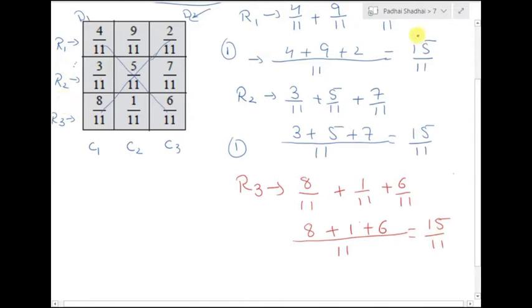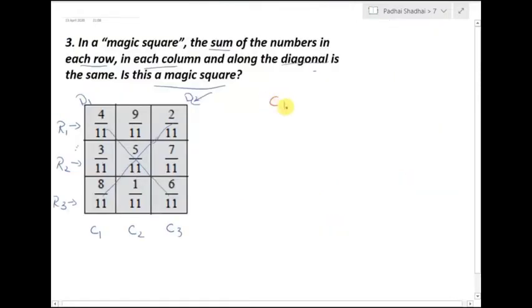Now same way we will check for the columns also, beta. See, all the answers for the rows are same: 15 by 11, 15 by 11, 15 by 11. Let us check for the columns also. So C1, 4 by 11 plus 3 by 11 plus 8 by 11. Again base is same, so we will directly write down the 11 in the denominator and we will add the numerator. 4 plus 3 plus 8. 4 plus 3, 7 plus 8, 15. Okay, so the answer is 15 by 11.